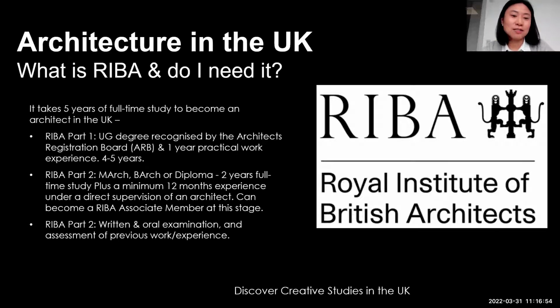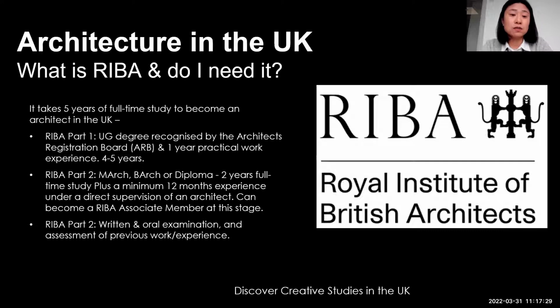So basically for architecture courses, if you want to become a registered architect in the future, then you will need to take different parts. So the first part is RIBA Part 1. So basically we're understanding as a UG degree, which is bachelor degree, which is recognized by the Architects Registration Board, ARB, and 1 year practical year with experience 4 to 5 years. So basically if you want to study professionally, you will need to take the first part, and then in total it will be 5 years together.